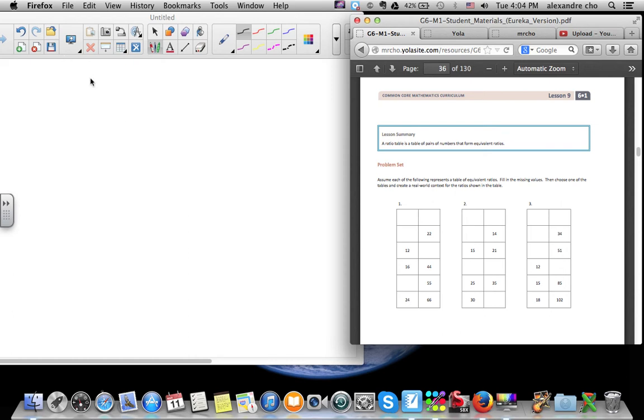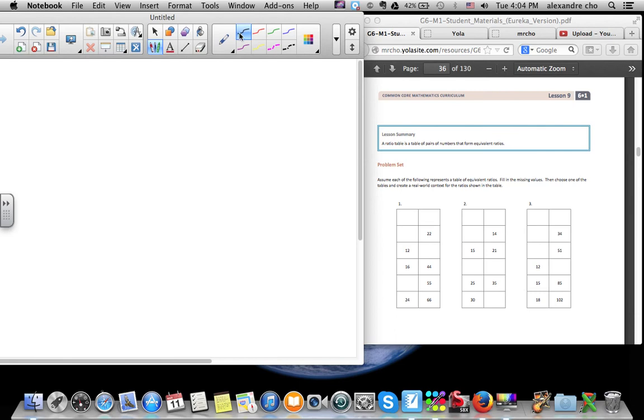Alright, so in table 1, I wish I could write on that. Table 1, you see a bunch of numbers, and I'm hoping you can see a pattern. 66 to 55 to 44 to 33. So let's do one at a time.